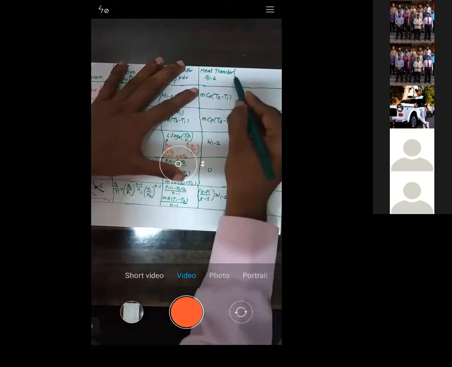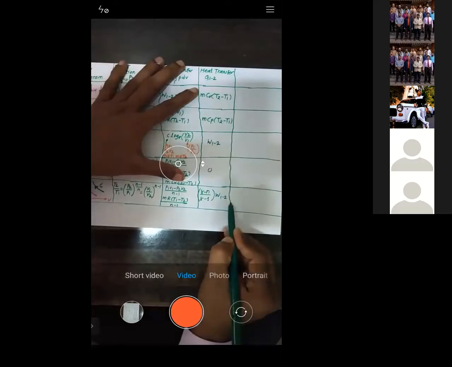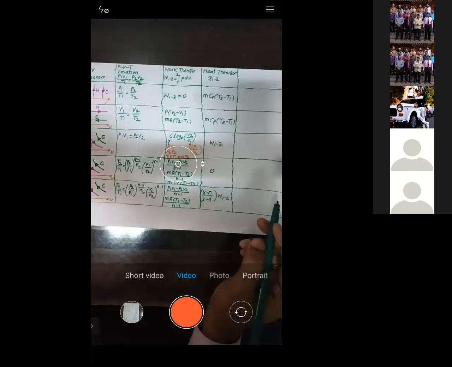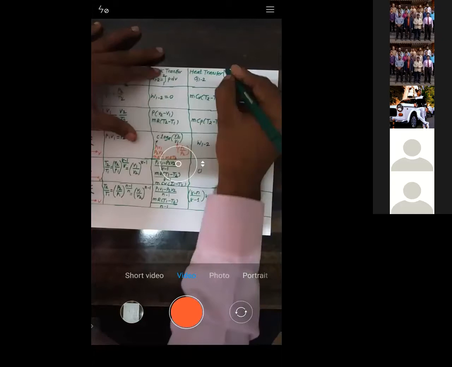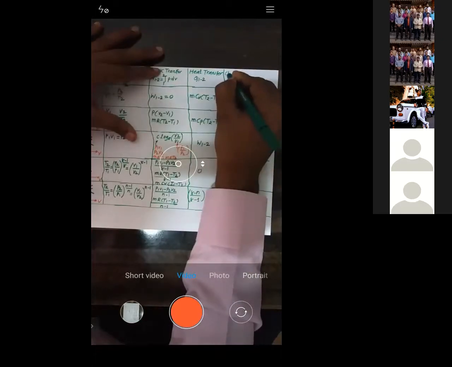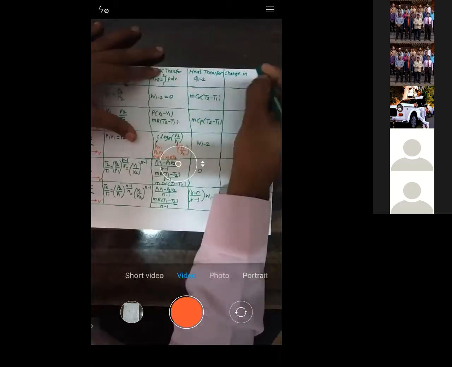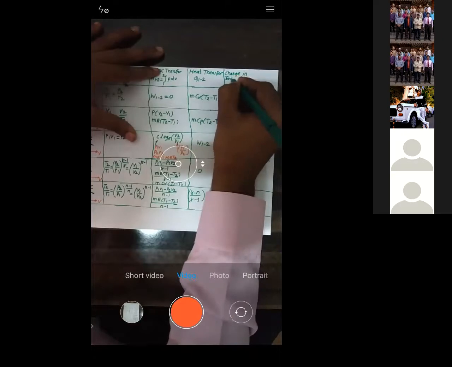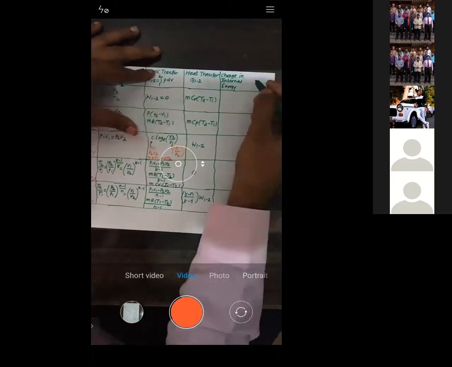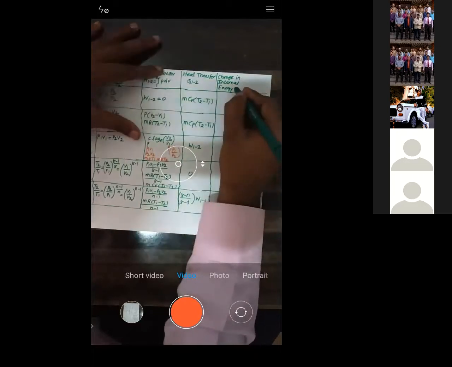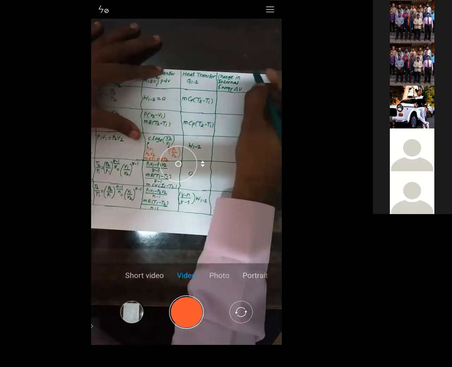Right. Now let us calculate the change in internal energy, known as delta U.